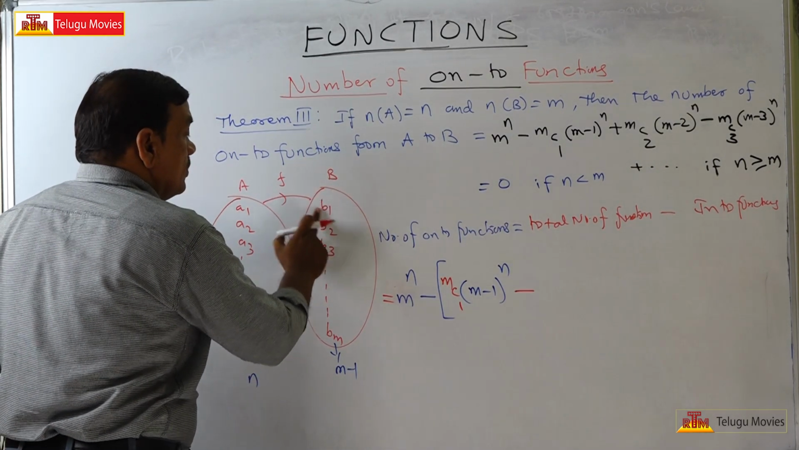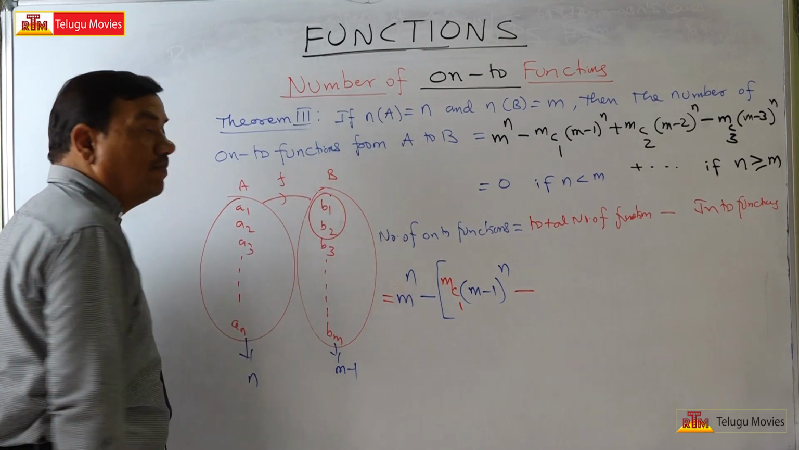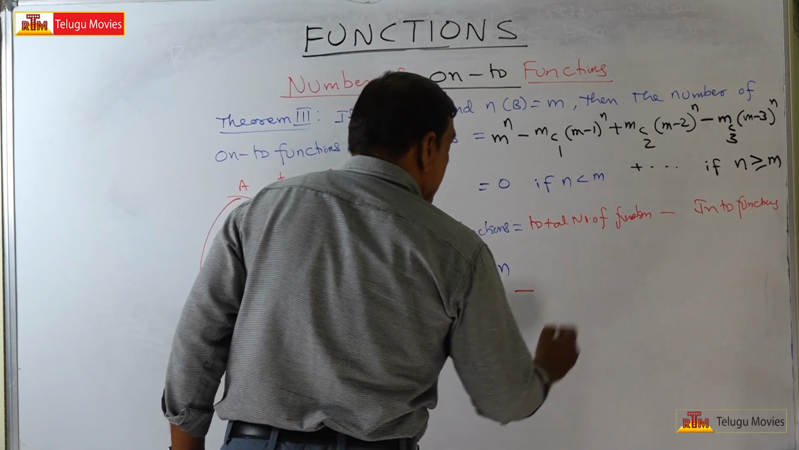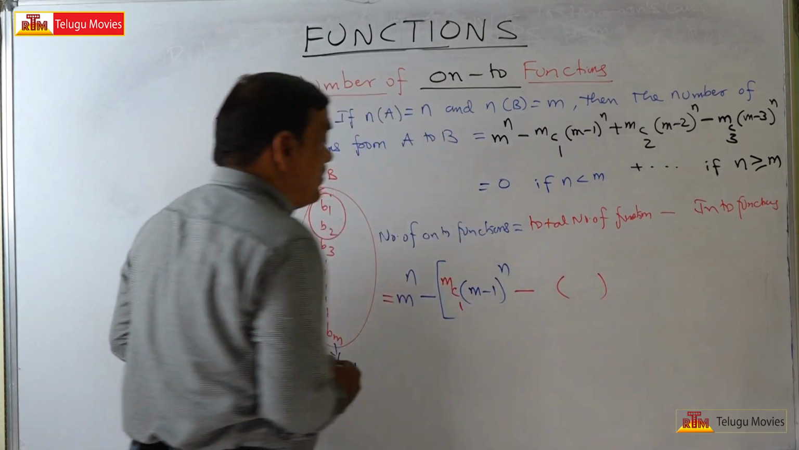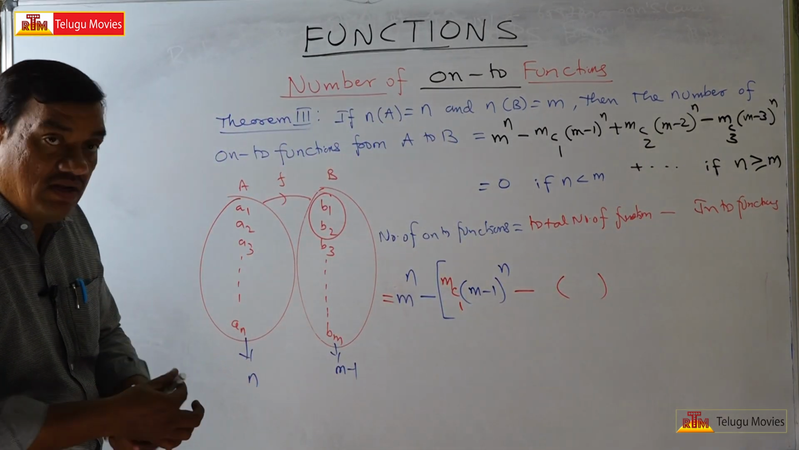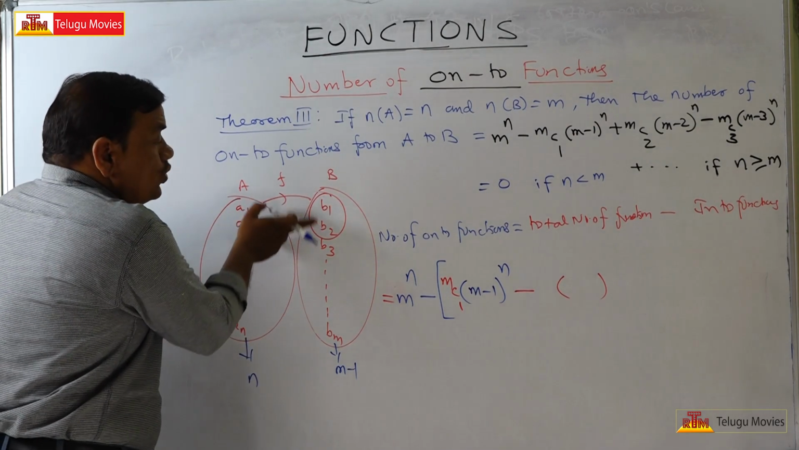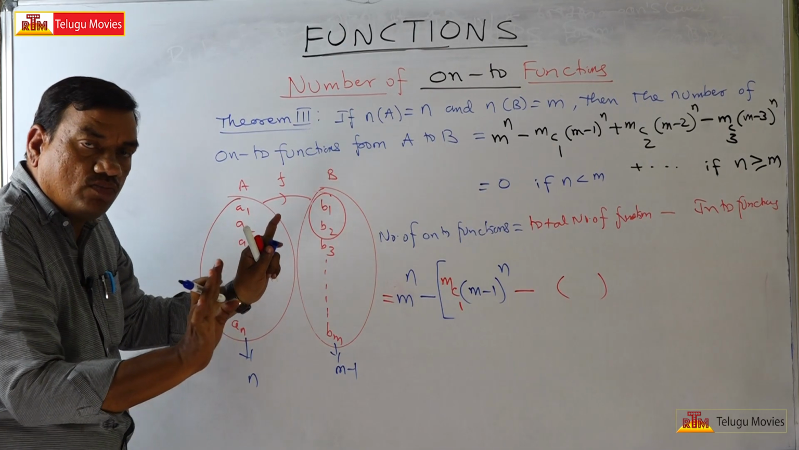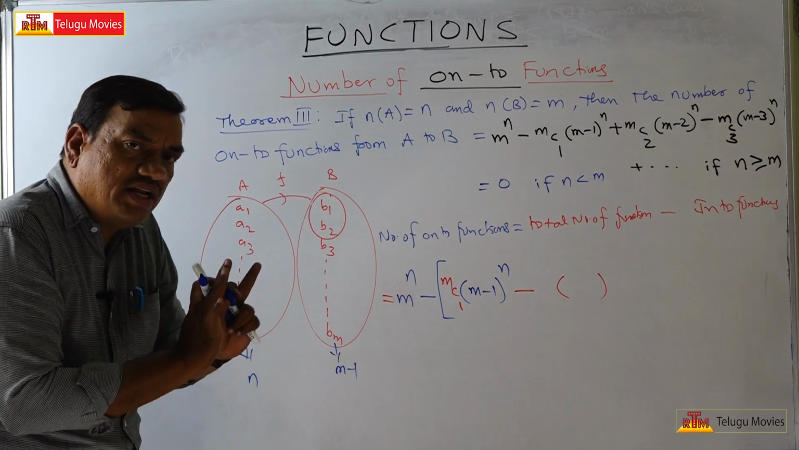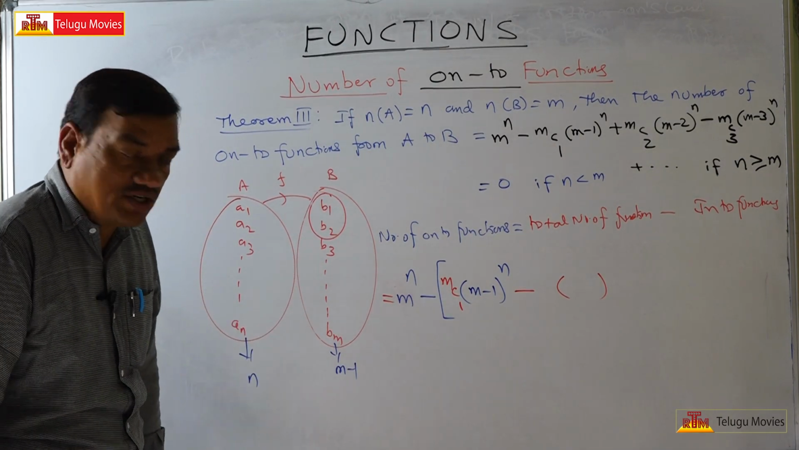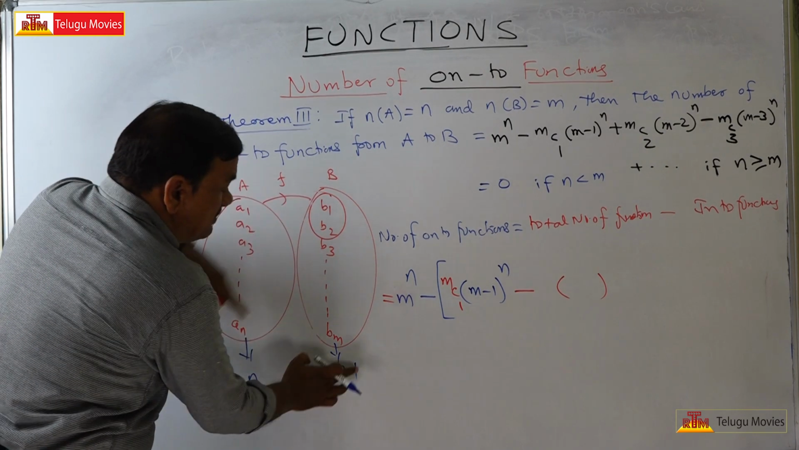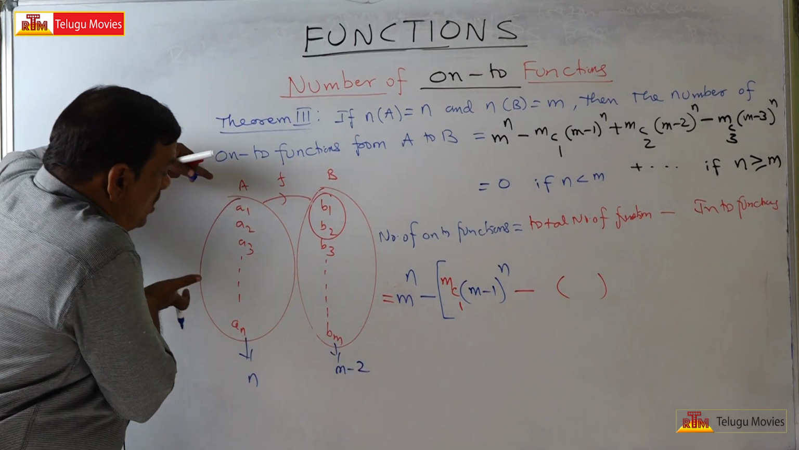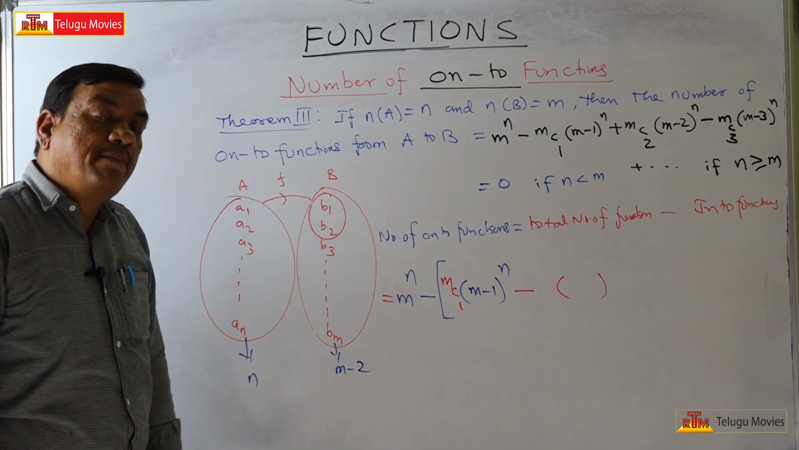Next, two elements, B1 and B2. Then we have to say how many functions will be there. Already two elements are gone. Let us say that B1 and B2 are alone, not associated to any elements. So therefore, it is called an into function. That means how many elements will be there now? M minus 2 elements will be there.